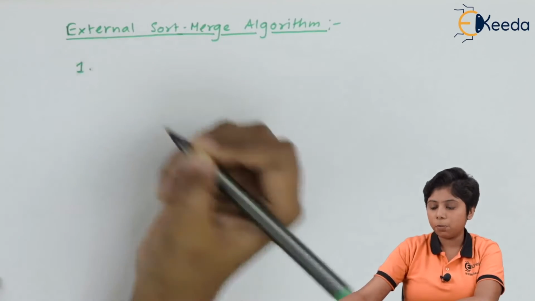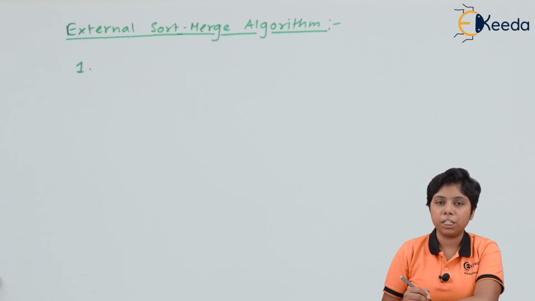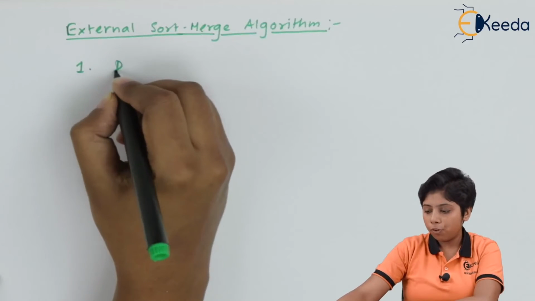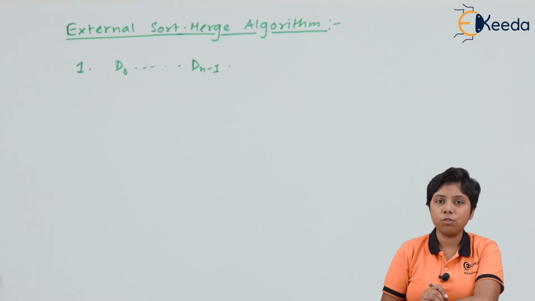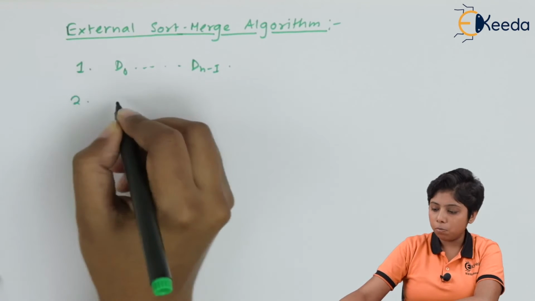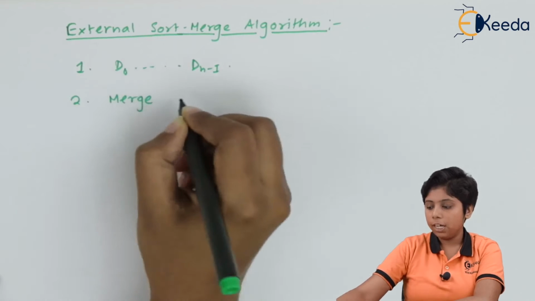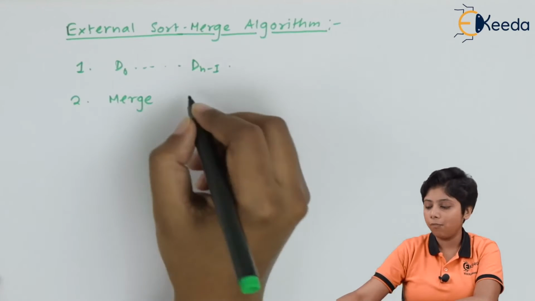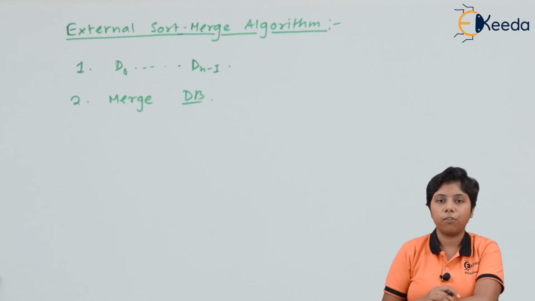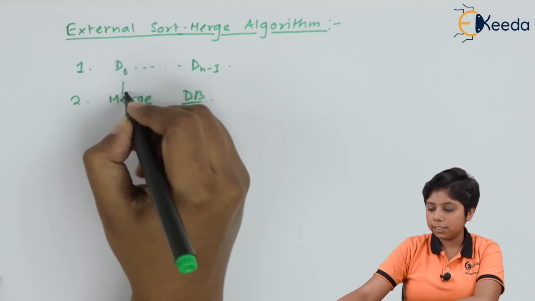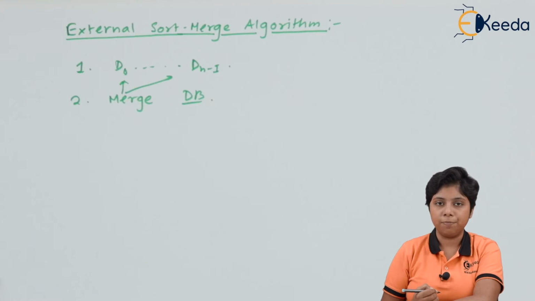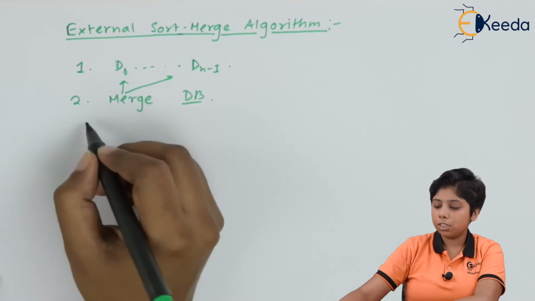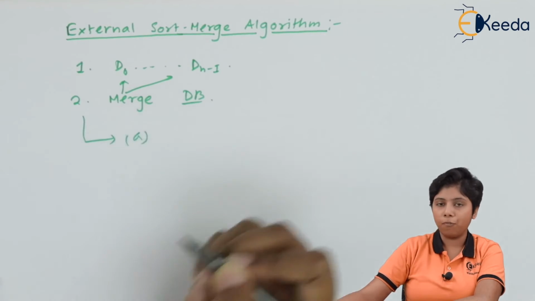Now in step 1, internally we need to sort the disks d0 to dn minus 1. First, from d0 to dn minus 1, all the disk data we need to sort, and finally we need to merge the sorted disk data in such a way that the system will consist of the final database as a sorted one. So we need to merge d0 to dn minus 1 so that we can have the external sort merge algorithm. Now how to merge this? Step 2 needs another set of steps to be performed.